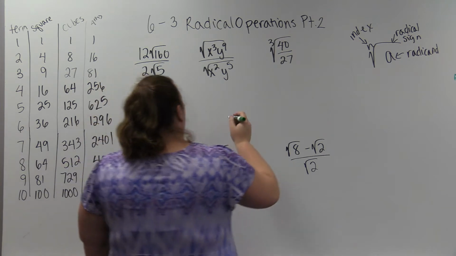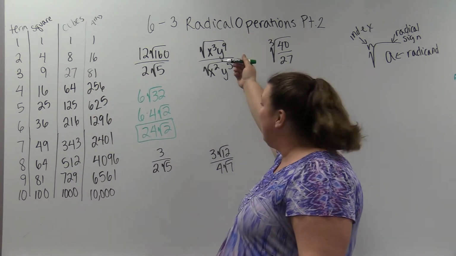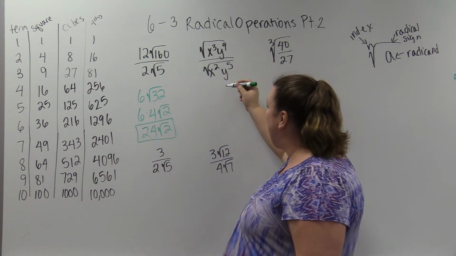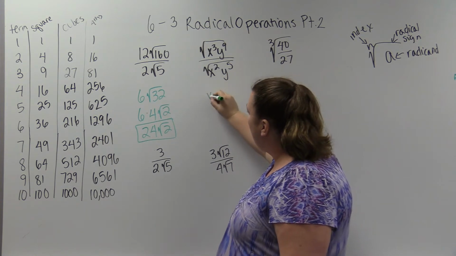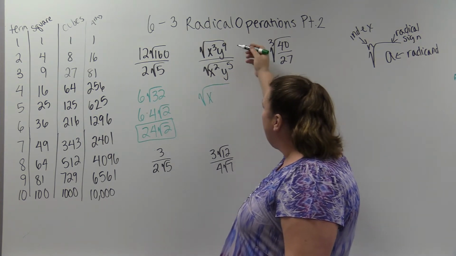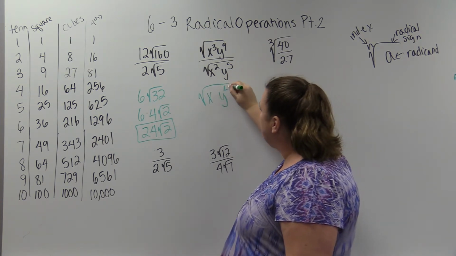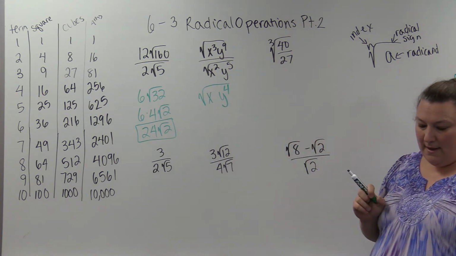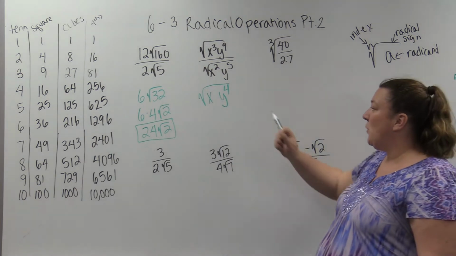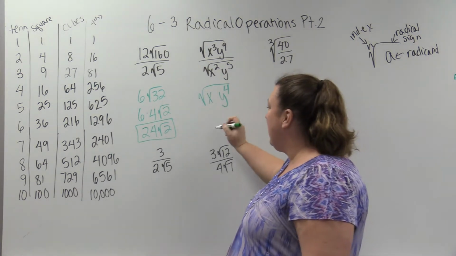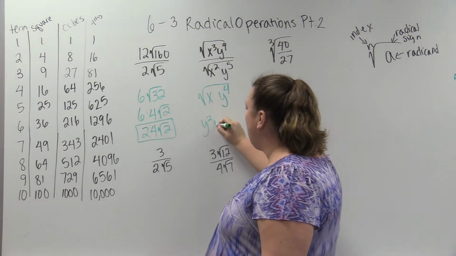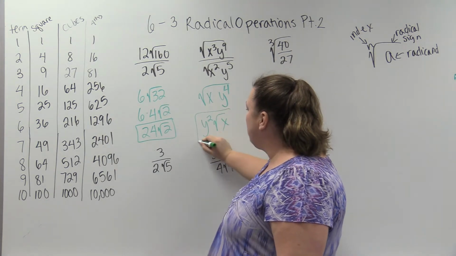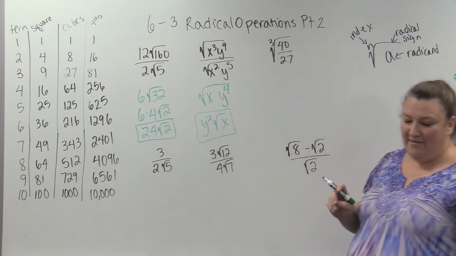So now we're going to talk about when I divide, I can simply subtract my exponents. So there's one more x on top, and there's four more y's on top. But I have a problem. The square root of y to the fourth is simply y squared. So I get y squared, square roots of x, and I'm finished.